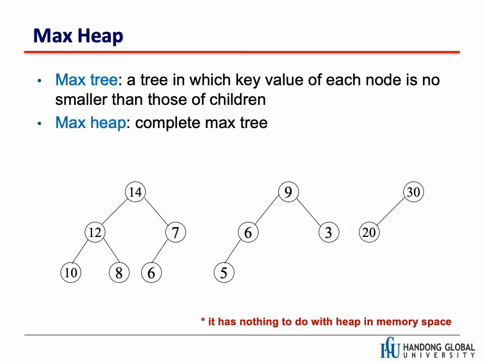The left one is a complete binary tree and it is a max tree, so it is max heap. And what about the second one? This one is also a max tree and complete binary tree, right? Then the third one, this one is also a complete binary tree. So these are examples of max heap. And as I said, it has nothing to do with the heap in the memory space.